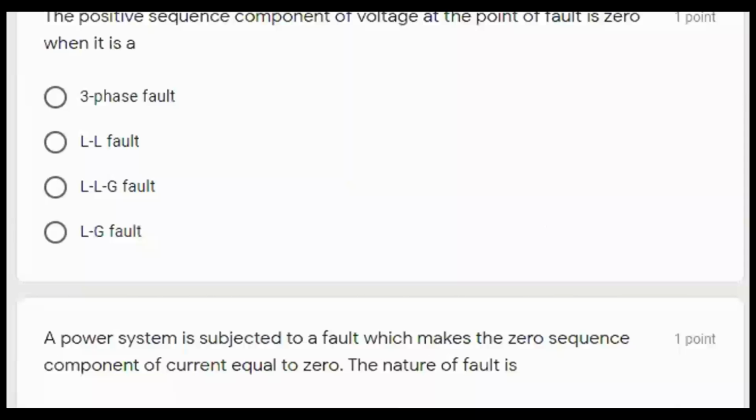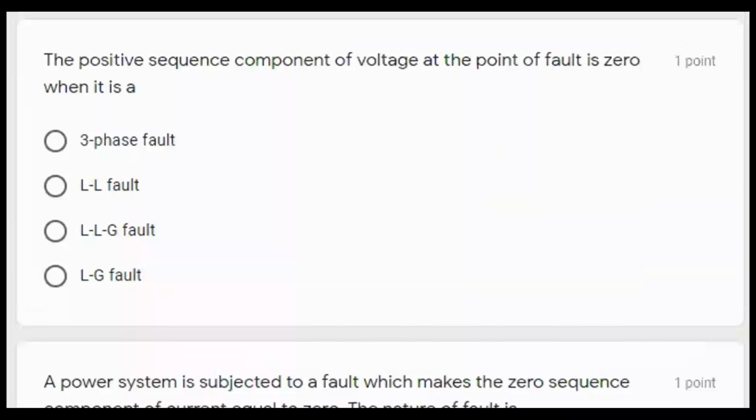Then question number 21. The positive sequence component of the voltage at the point of the fault is 0 when it is. Here in a line to line fault, the positive sequence component voltage is there. Also in double line to ground fault and line to ground fault. In all these unsymmetrical faults, the positive sequence component is there. Only in one case, the three-phase fault, there is no positive sequence component. So in this case only, the value is 0.